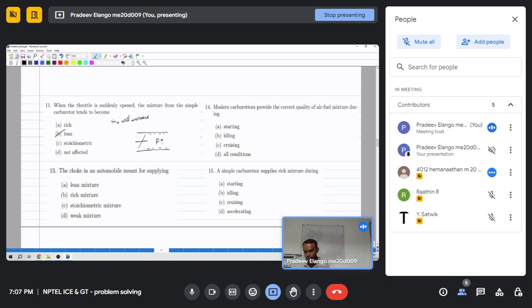Next one, the choke in an automobile is meant for supplying lean mixture, rich mixture, stoichiometric, or weak mixture? Rich mixture. So this is what we use for starting, mainly cold start.